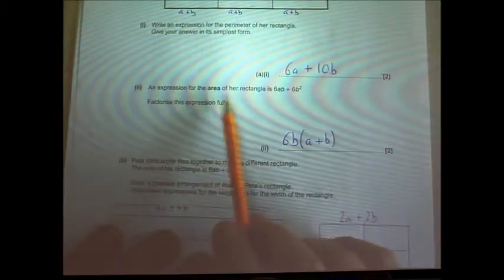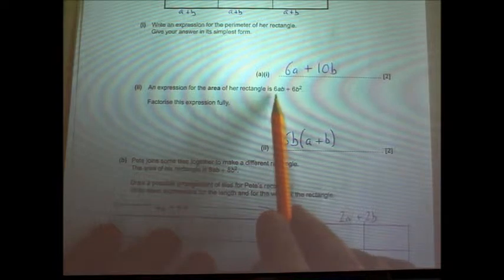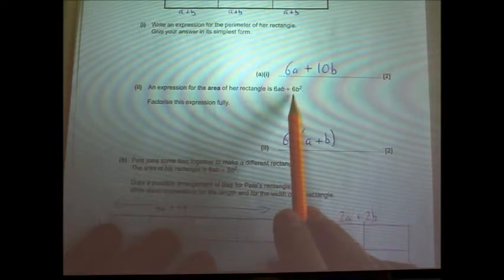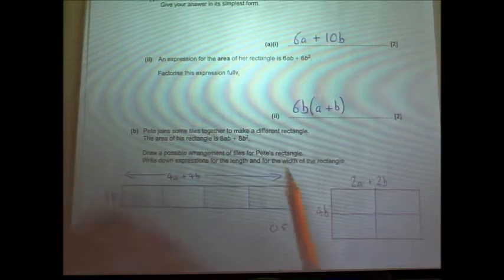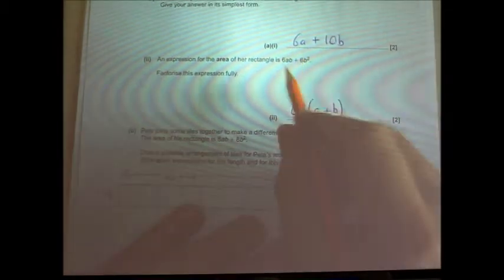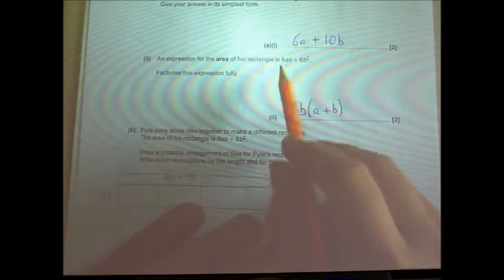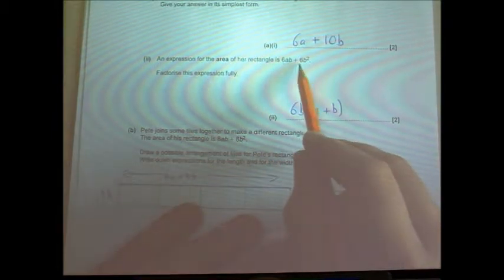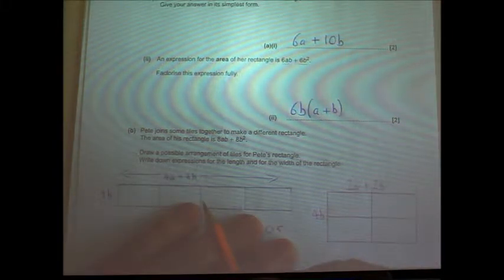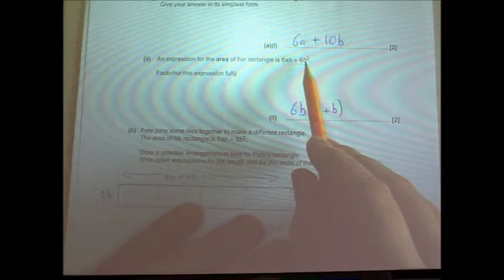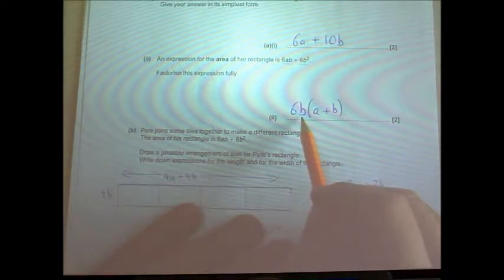An expression for the area of her rectangle is 6AB plus 6B squared. So can you factorise it? So factorising is putting it into brackets. So what you do, are there any numbers common in here and in here? Well, yes, the 6 is common, so 6 comes out on the outside. Are there any letters common? Yes, there's a B there and there's a B times B there, so B comes on the outside.